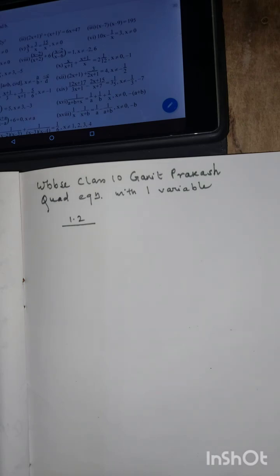I was teaching you the chapter quadratic equation with one variable from the book Ganit Prakash of class 10, West Bengal Board of Secondary Education. In my previous video, I have completed exercise 1.2 up to question number 4, Roman (16).